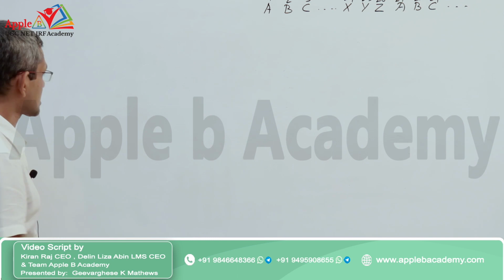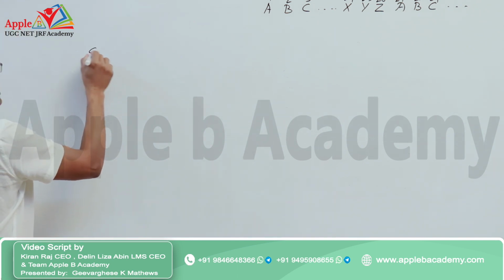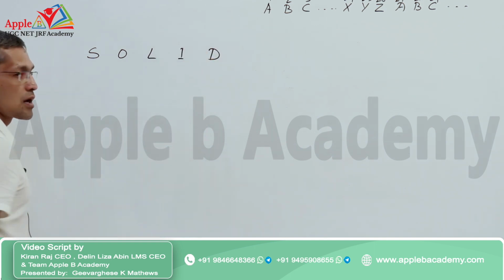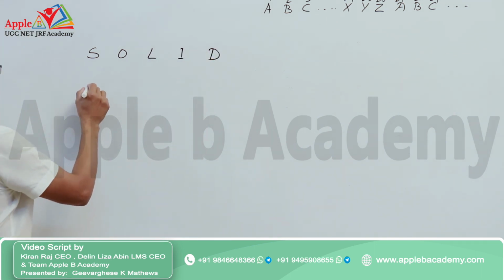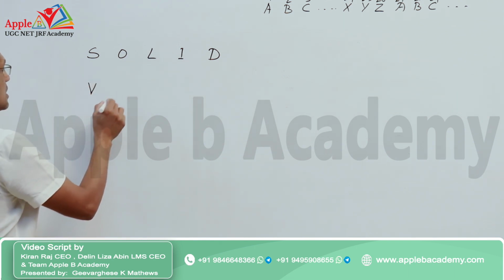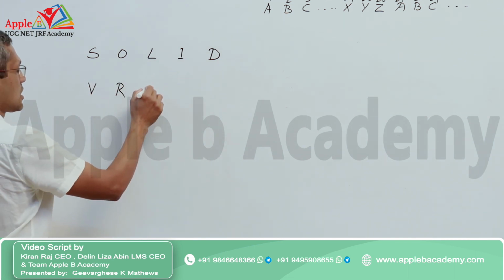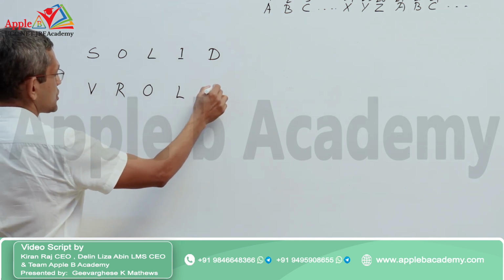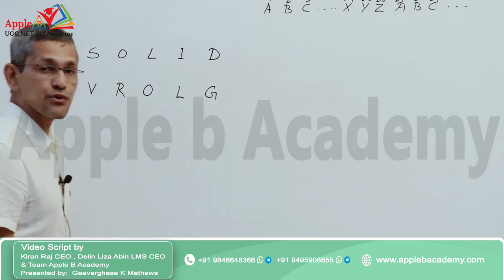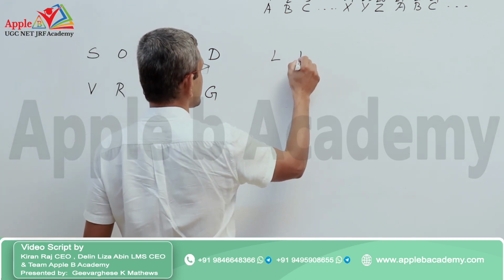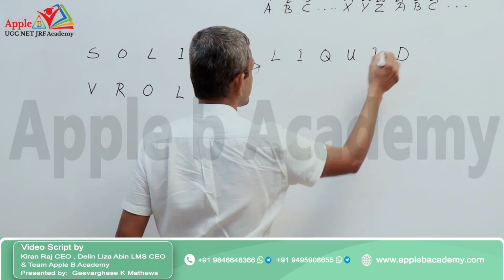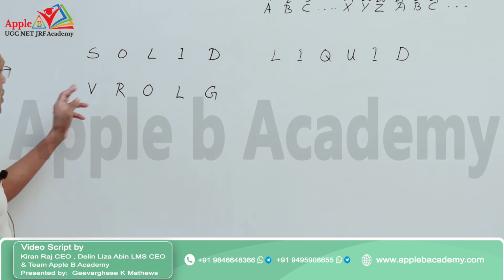Another one, we will take it as solid. Solid is coded as, well, we have V, R, O, L, G. Then what's the code for liquid? Check it out. So, solid, V, R, O, L, G.